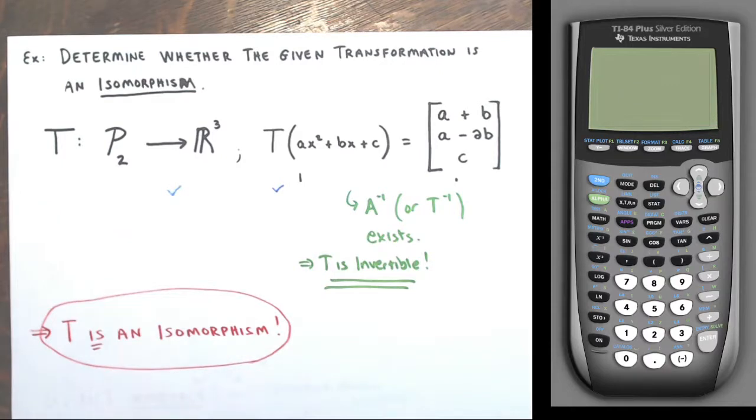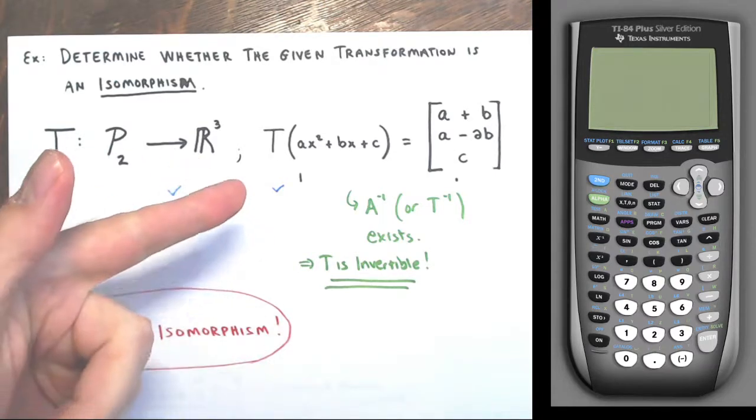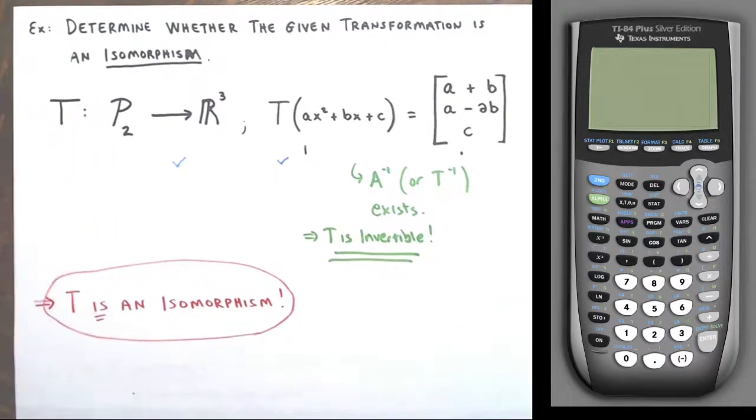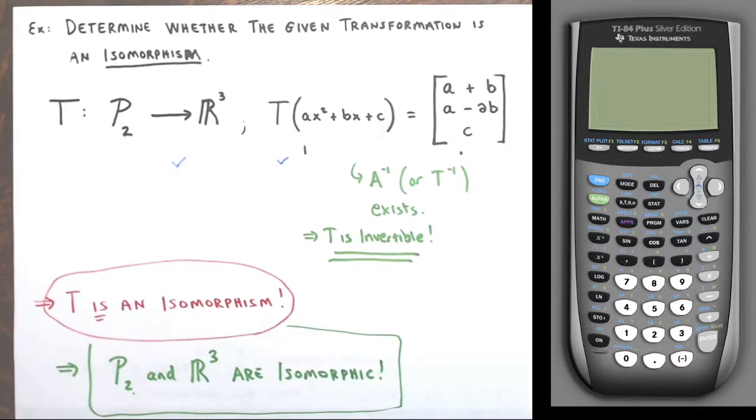All right, and then on top of that, since I have shown you here a transformation from P2 to R3 that is both linear and invertible, there's an isomorphism between P2 and R3. They would also say after this that P2 and R3 are isomorphic, meaning they have similar structures.